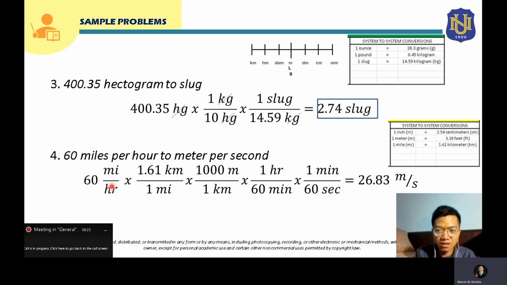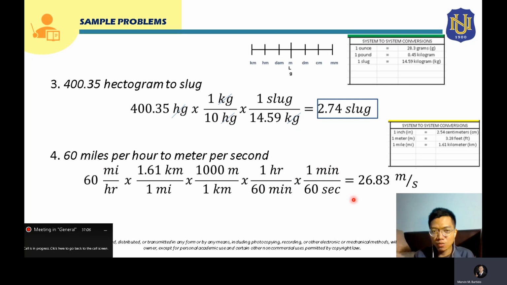Hour is in the denominator, so what we have to do here is put hour on top of your conversion fraction. For every 1 hour, we know that we have 60 minutes. So we put hour here to cancel this. But we need to convert that still to seconds. So for every 1 minute, there are 60 seconds. So minutes will be canceled. Computing this will give you 26.83 meters per second.